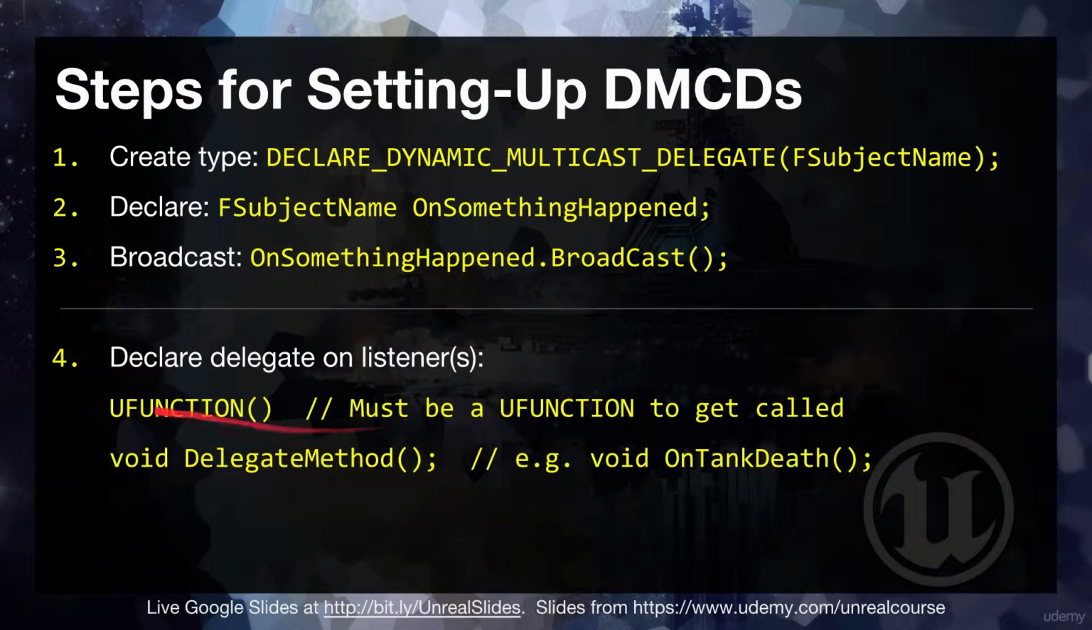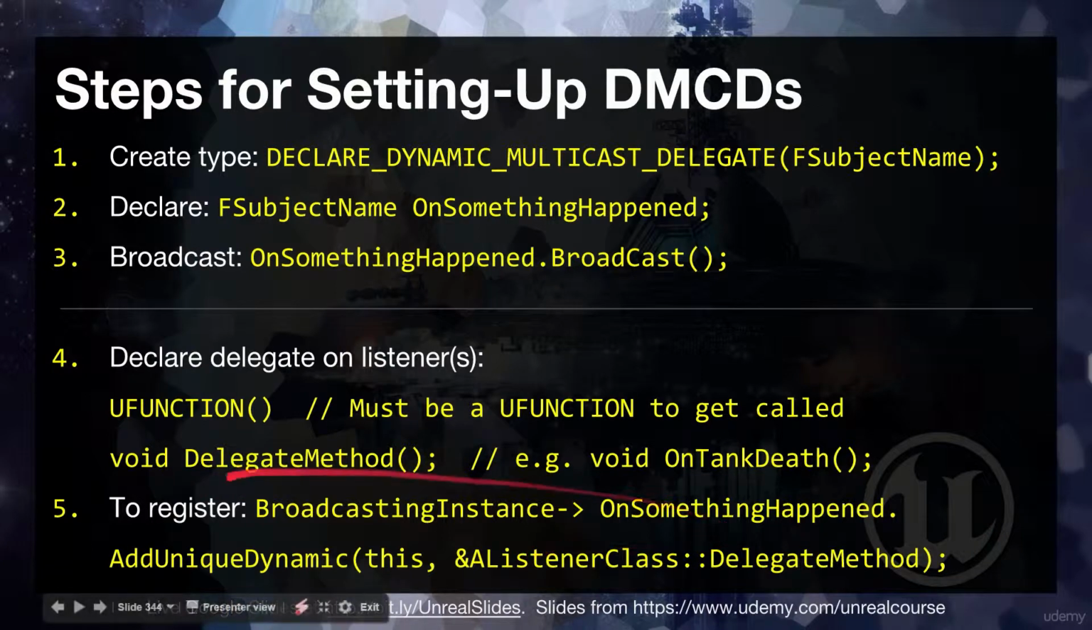On the receiver, we need to declare a UFUNCTION. It won't work properly otherwise. And then you have to declare a delegate method. This is the method on the receiver, on the AI controller, etc., that will handle the delegate when it gets called. And for example, you'd say void onTankDeath.